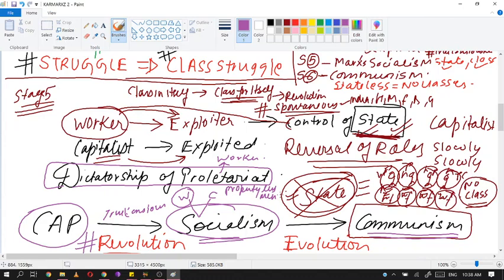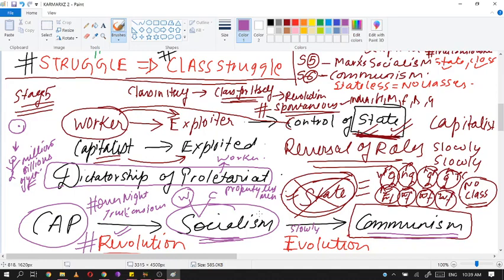From socialism, very slowly, evolution takes time. From a single cell organism, you become multicellular, multi-tissue, with multiple organs in a human body. It took millions of years, in fact, billions of years. It is a slow process. Evolution is slow, while revolution is very sudden. Overnight you can have a revolution.